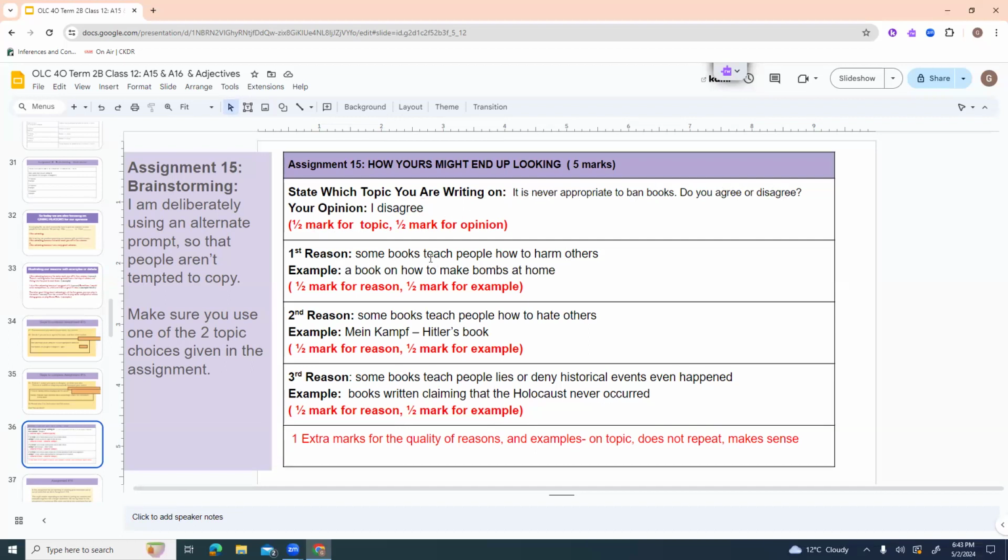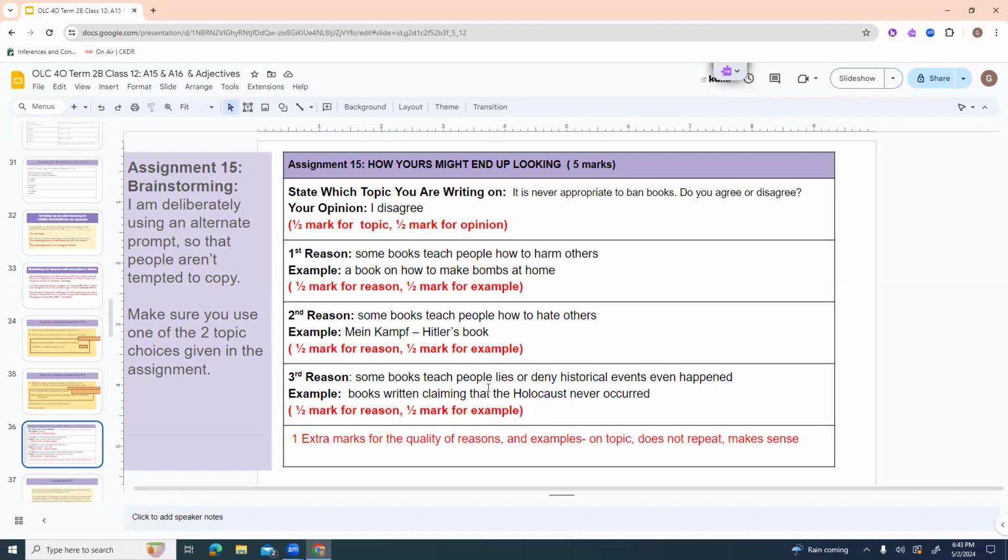First reason, some books teach people how to harm others. Example, a book on how to make bombs at home. Half a mark for my reason, half a mark for my example. Second reason, some books teach people how to hate others. Example, Mein Kampf, Hitler's book. That was the one he wrote before World War II, which actually is banned in many countries. Half a mark for the reason, half a mark for the example.